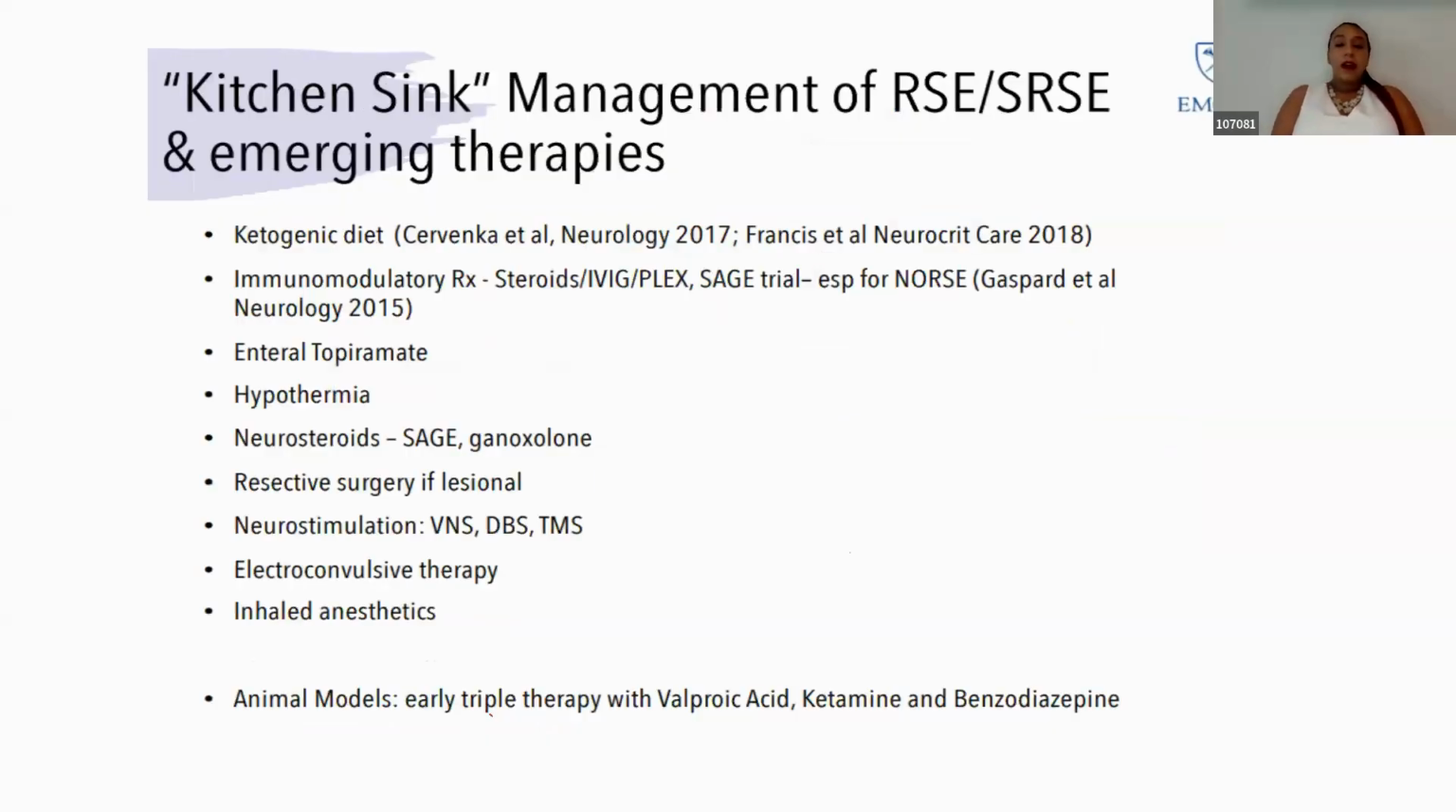In our patients with refractory status or super refractory status, we implement the kitchen sink method. It literally means throw everything at them. Do whatever you can. Give them all the medications that are out there. Do your steroids, your IV immunoglobulins. Sometimes we do plasma exchange.